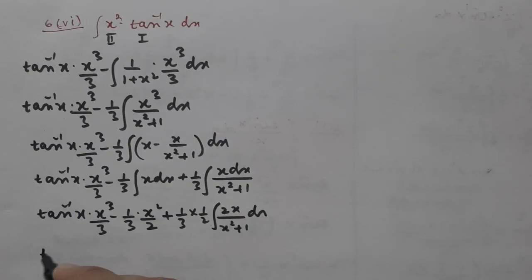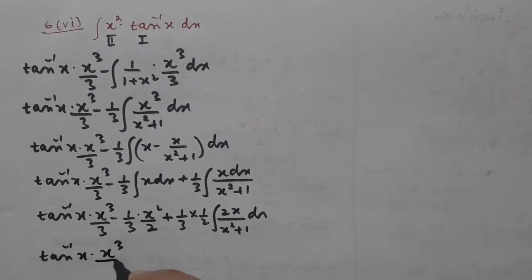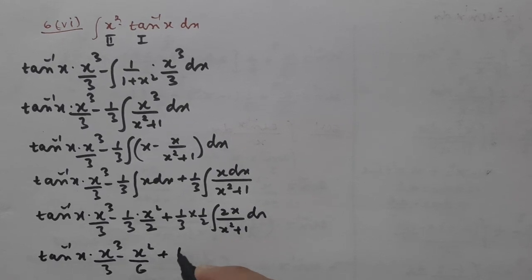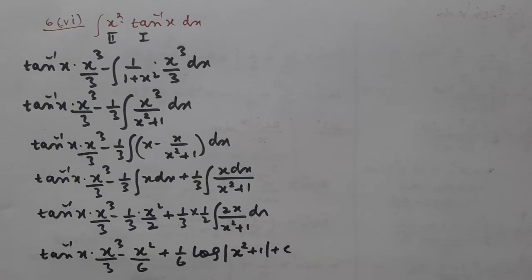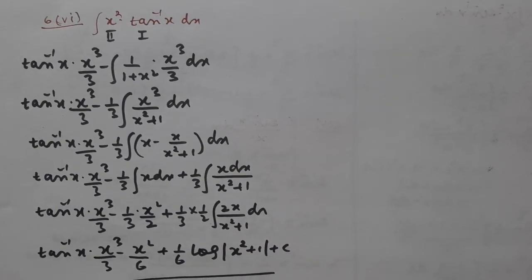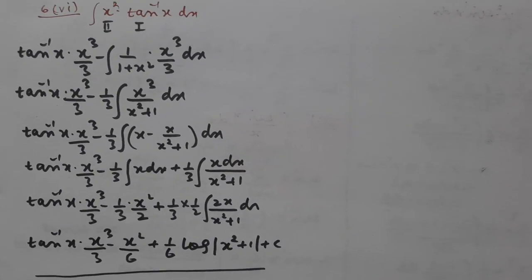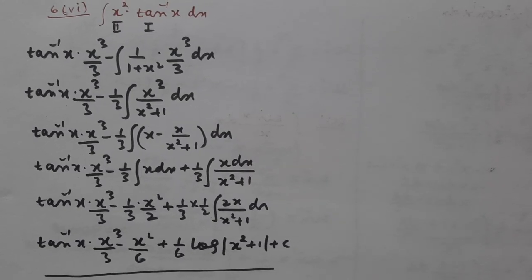So we get tangent inverse x into x cube upon 3 minus x square upon 6 plus 1 by 6 log of x square plus 1 plus c. So students, this is the solution of this question. So I hope this is clear to you. So very easy question, students.